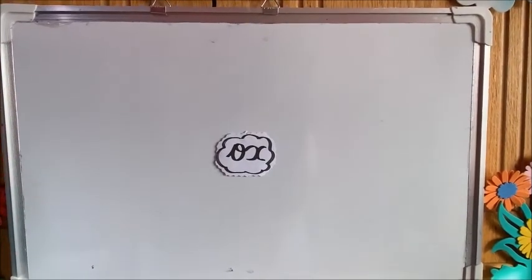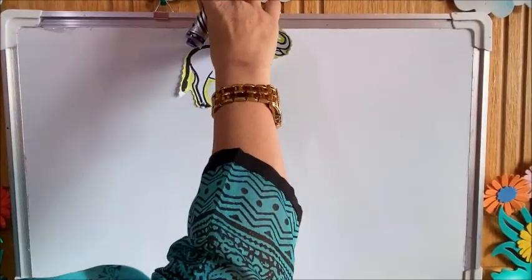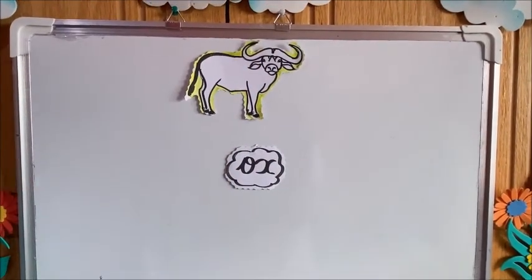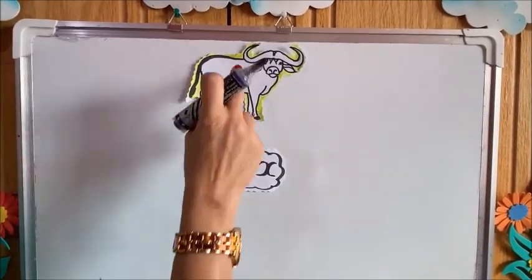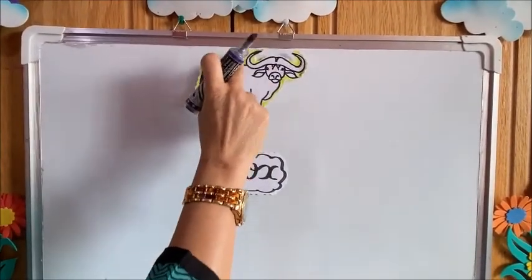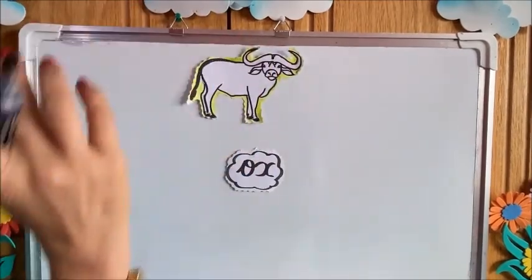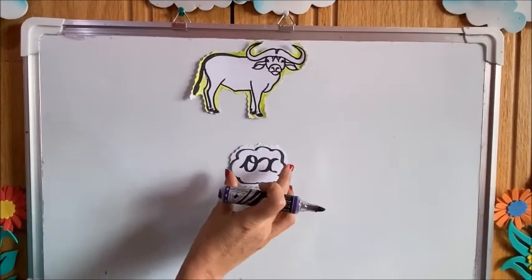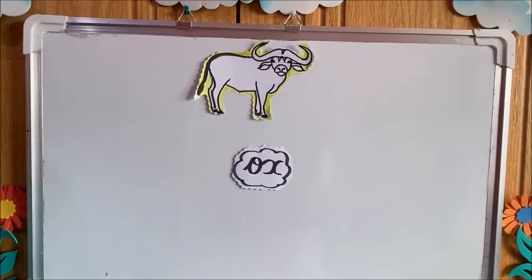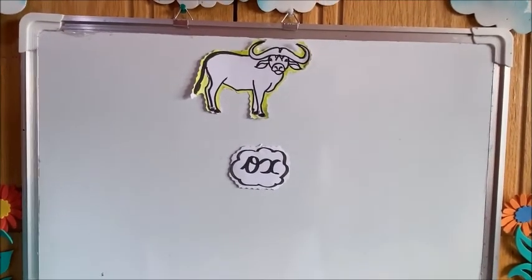Have you heard or seen this animal? What animal is this? This is ox, isn't it? It is not a cow. It has two big horns, isn't it? Cows will not have such big horns. This is ox.